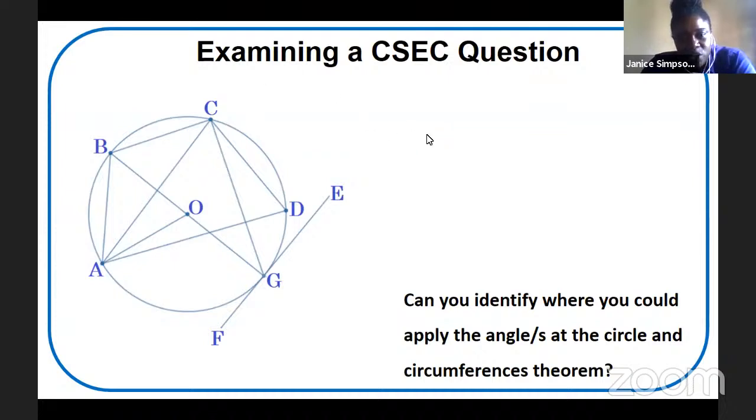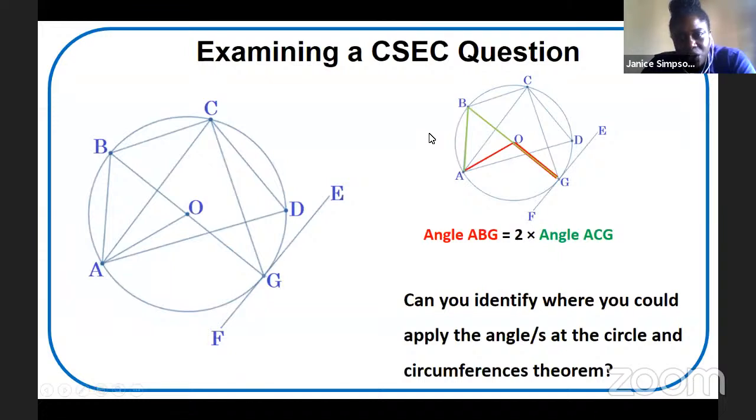Thank you. All right. So we're looking at ACG, which is the angle at the circumference. Let's go back one slide. This is the one that we're looking at now, the one that they were unable to find. So ABG would be the other.